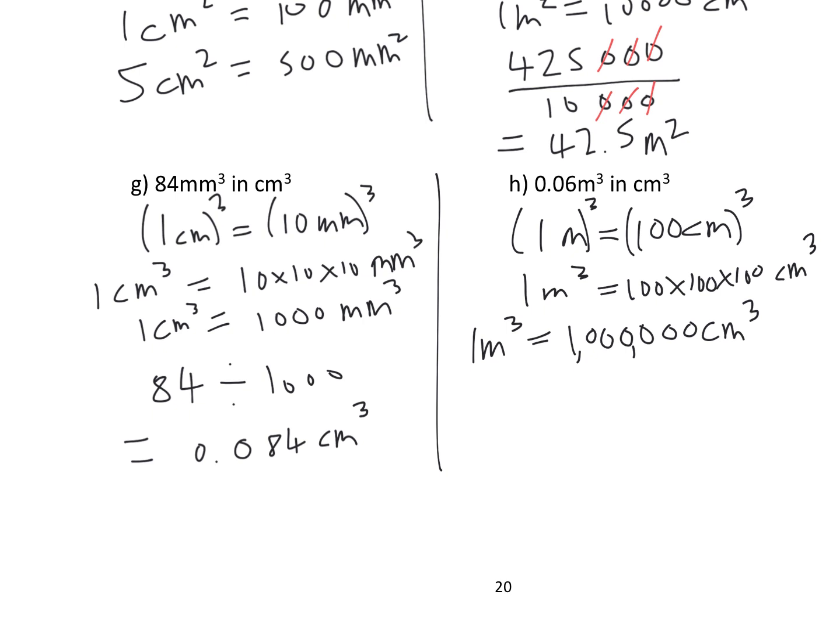So if we've got 0.06 metres cubed, we have to times that by 1,000,000 to get what that would be in centimetres cubed. So 0.06 times 1, 1, 2, 3, 1, 2, 3. That gives 6, 1, 2, 3, 4. And that's in centimetres cubed.